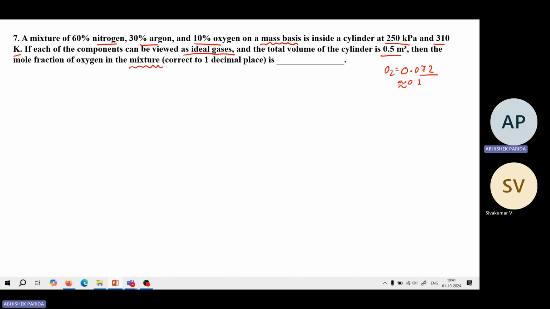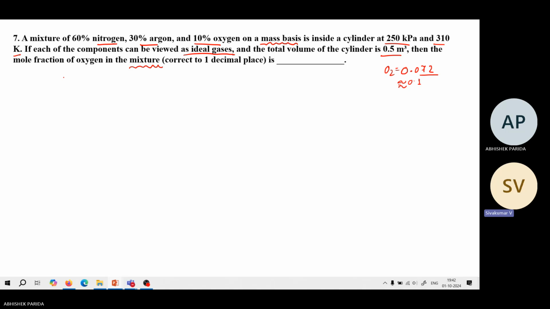Okay, we'll discuss first. Tell me what was your approach? How did you calculate? Yes, sir. It is a combination of nitrogen, argon, and oxygen. First of all, I tried to find the mass of the mixture, so I have used PV equal to mRT. Pressure, volume, temperature we are having. Now for finding R of the mixture, R equals R universal divided by molecular weight of the mixture. The proportion is given: 60% nitrogen, 30% argon, 10% oxygen.